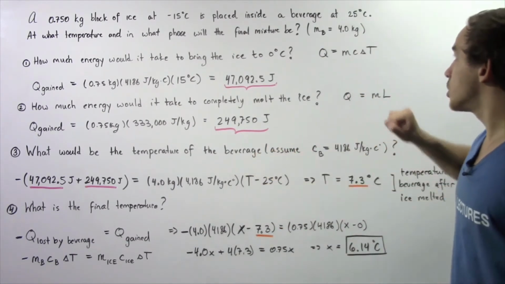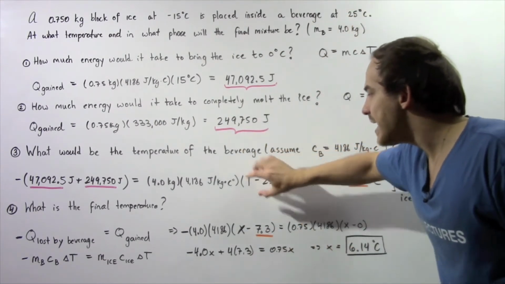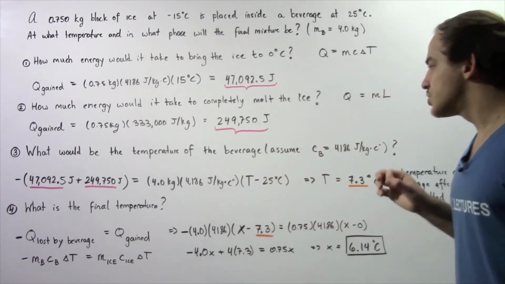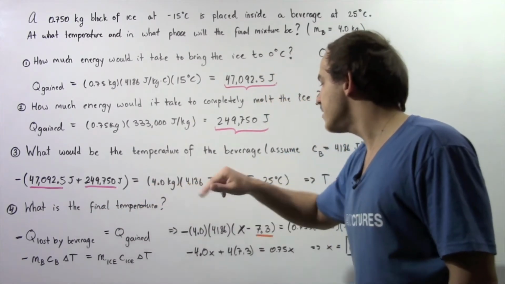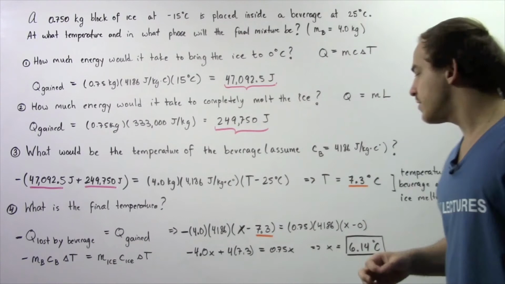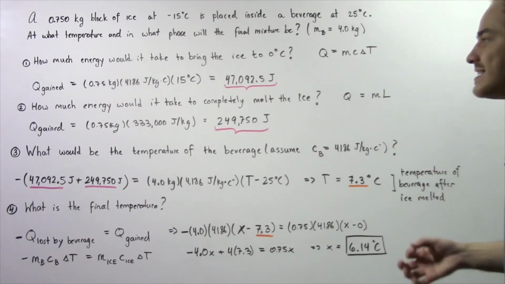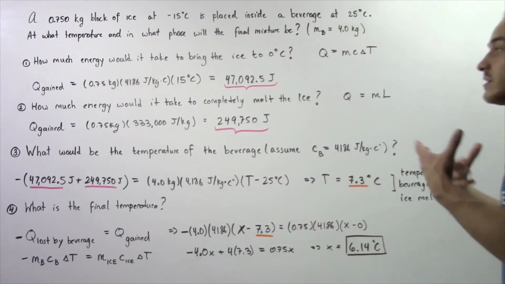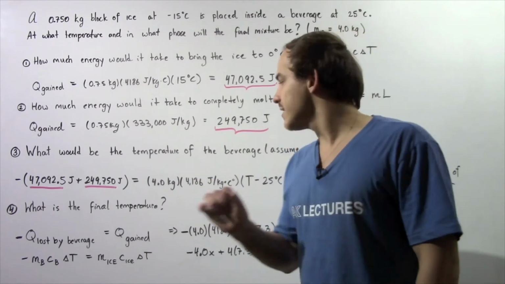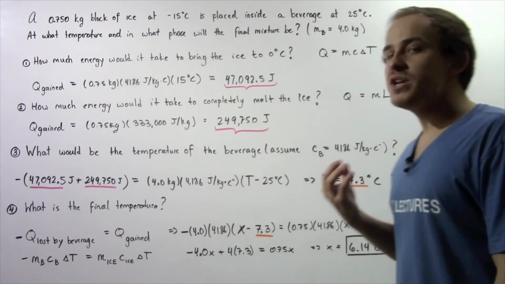So our initial temperature of the beverage is 25 degrees Celsius, and we want to calculate the final temperature, T. So we essentially add these two, we divide both sides by the product of these, and then we solve for T. And we find that T is equal to 7.3 degrees Celsius, the temperature of the beverage after the ice completely melts. So now we have the melted ice, and that liquid is now at 0 degrees Celsius, while the beverage is at 7.3 degrees Celsius.